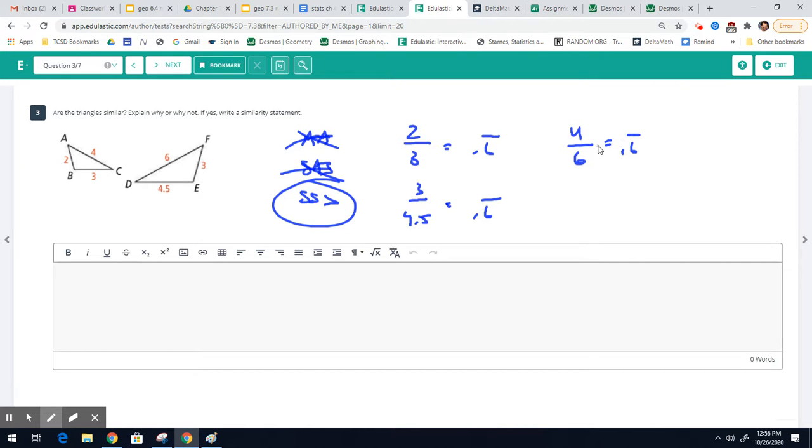So this shows that the three pairs of sides are proportional, which means that these two triangles are similar. If one of these divided to something other than 0.6 repeated, I would stop and say they're not similar. But I can say they're similar.